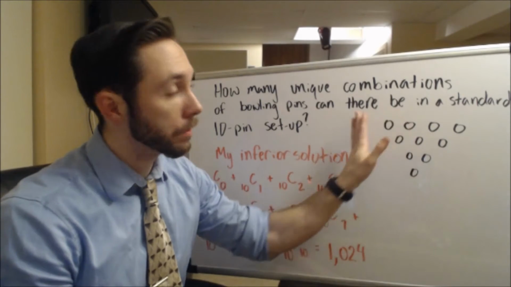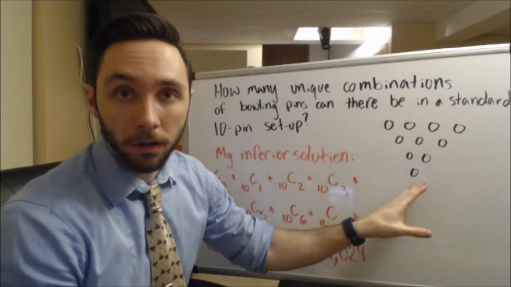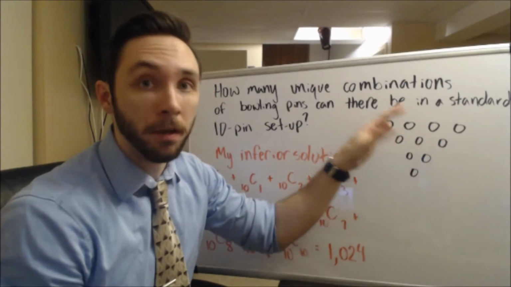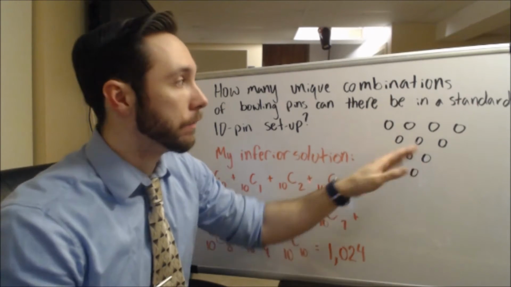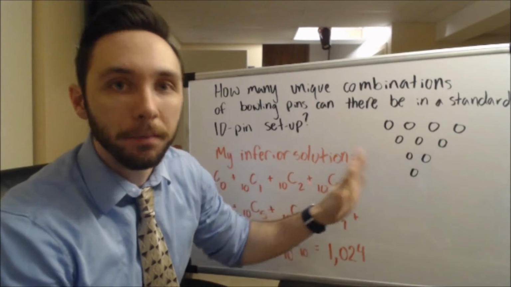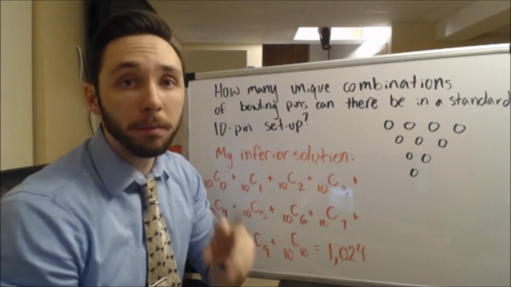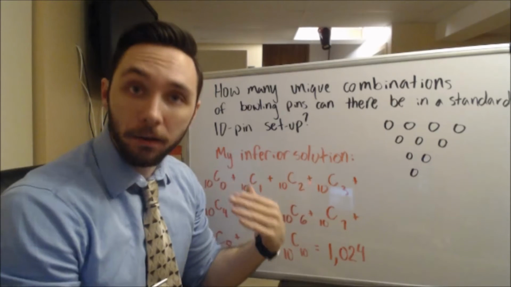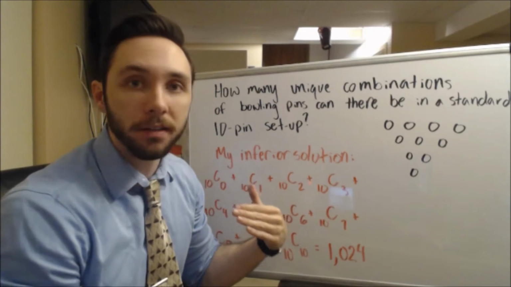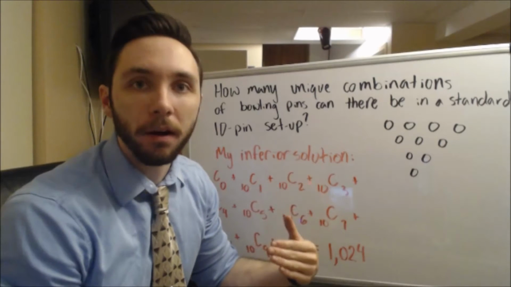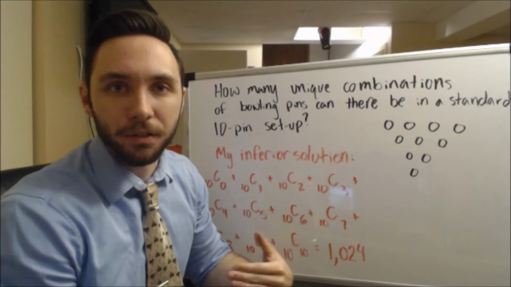So as you bowl through 10 pins, sometimes a few fall, sometimes none fall, and sometimes they all fall. So I want to figure out how many different combinations can there be of these 10 pins standing up. Now I'm going to show you 2 solutions. One way I worked through, and the other is a much better approach. It's a little easier to comprehend.